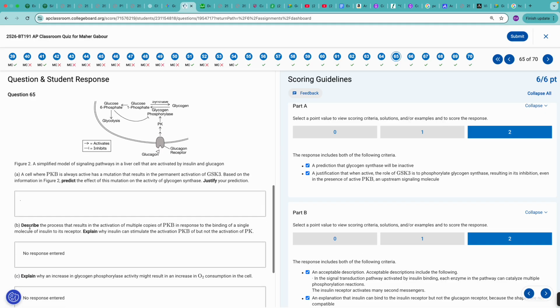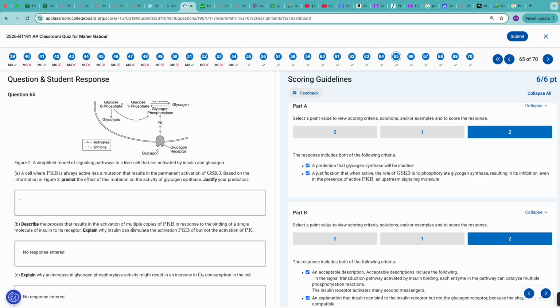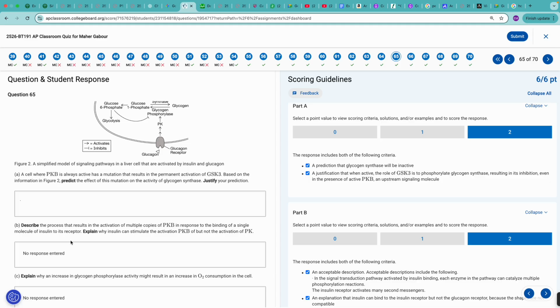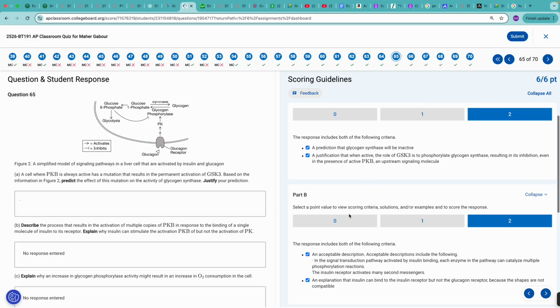Describe the process that results in the activation of multiple copies of PKB in response to the binding of a signal molecule of insulin to its receptor. Explain why insulin can stimulate the activation of PKB but not the activation of PK. Well, the second part is straightforward, and the first part isn't that hard either. By the way, I hope you guys are paying attention to my mouse because I'm using it as my pen, as my underliner.